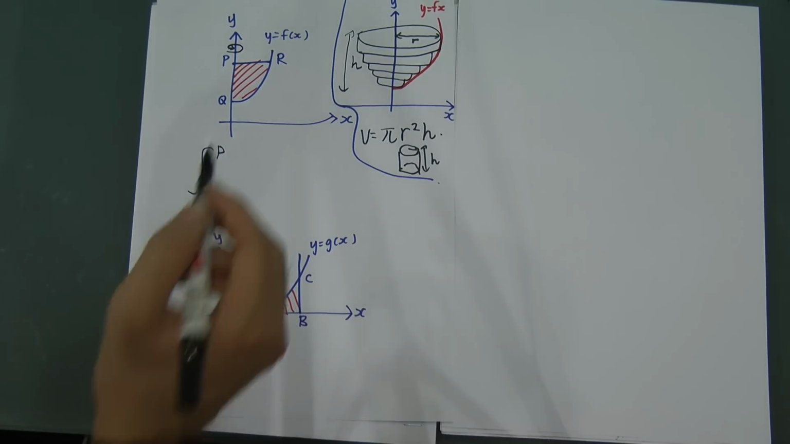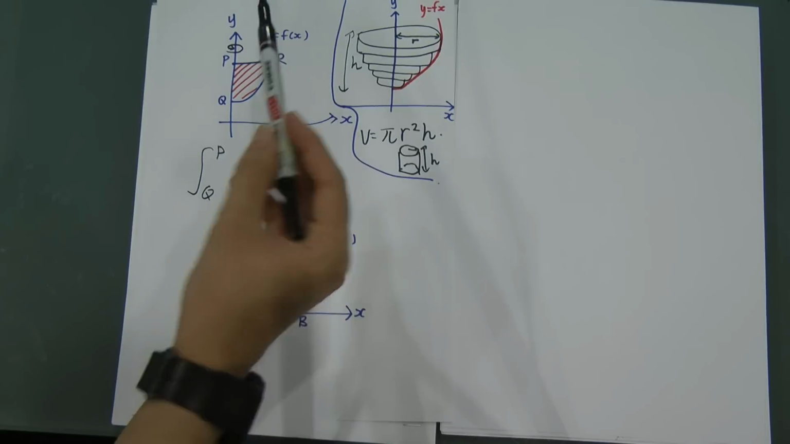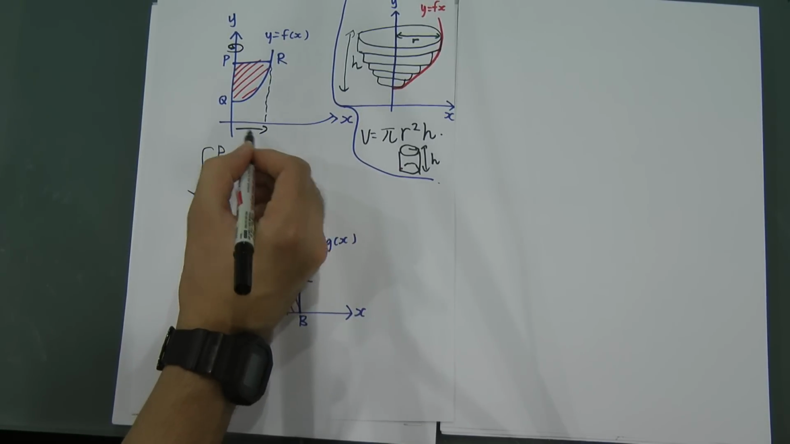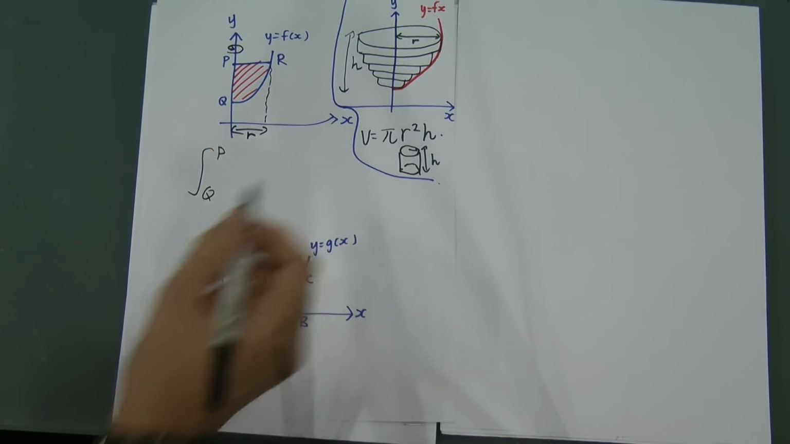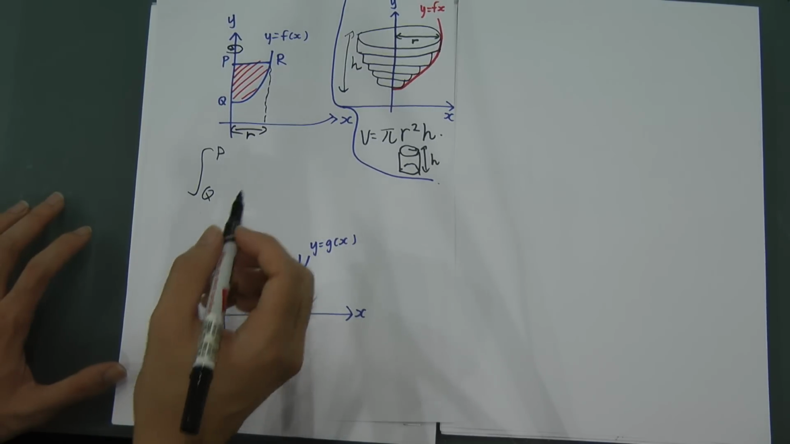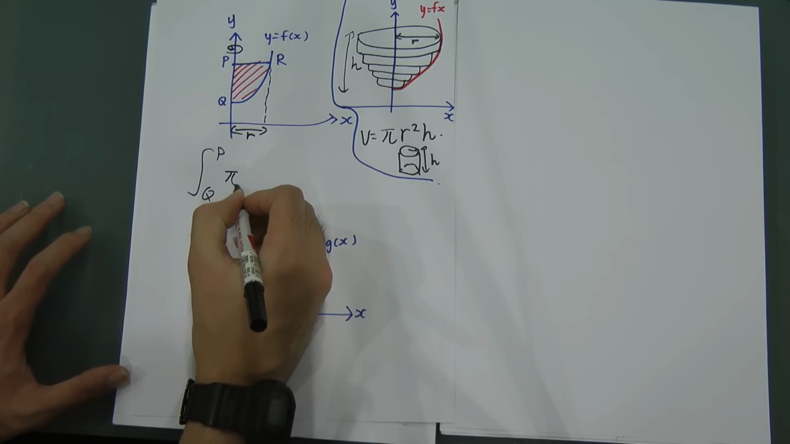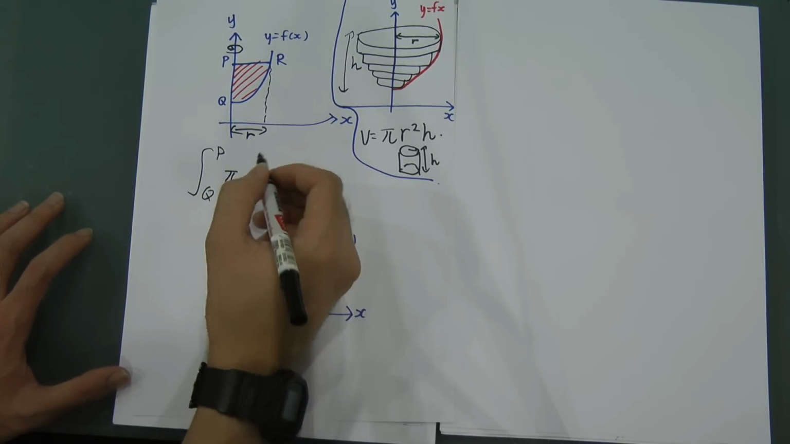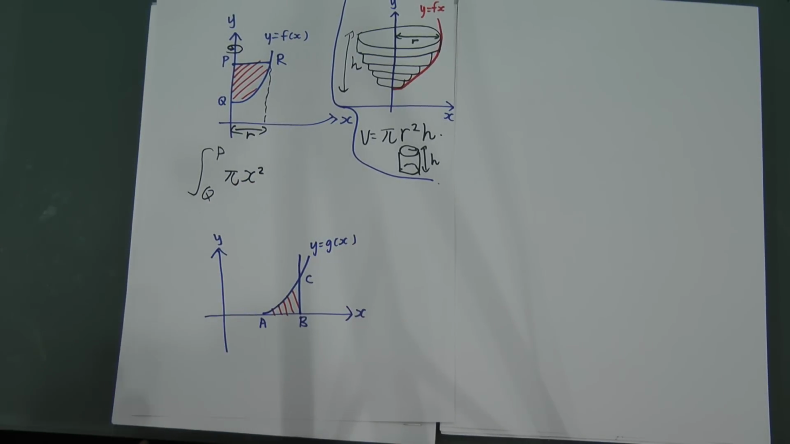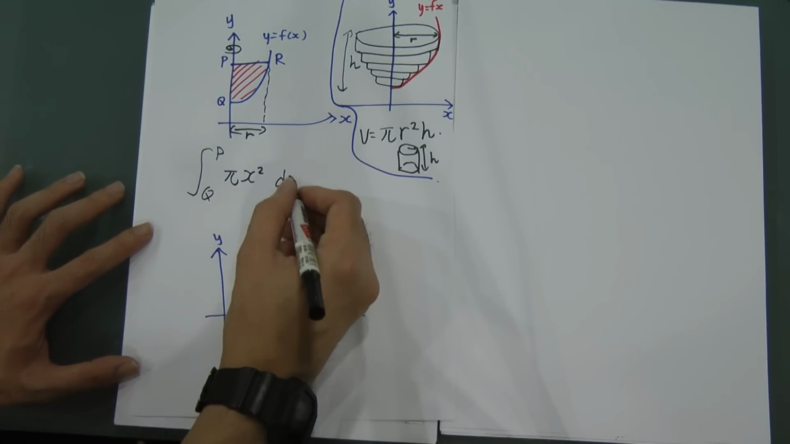After that, the r actually is on the x-axis, correct or not? The length of our r is on the x-axis. So we straight away write pi r square. So pi r square, r on the x-axis, so actually it is pi x square. Okay, and then this is the height. Height is on the y-axis, so we write dy.